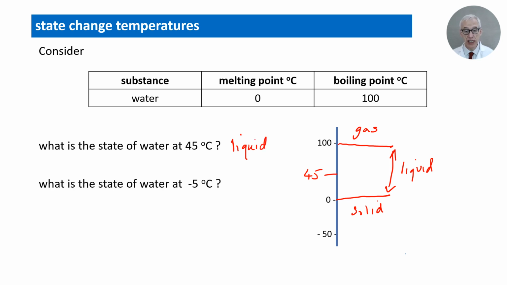So what is the state of water at -5? Pause, come up with your answer. Okay, so water, of course, at -5 is in the section that corresponds to a solid. That's straightforward for water because you're very familiar with it. Let's try a problem on sulfur.